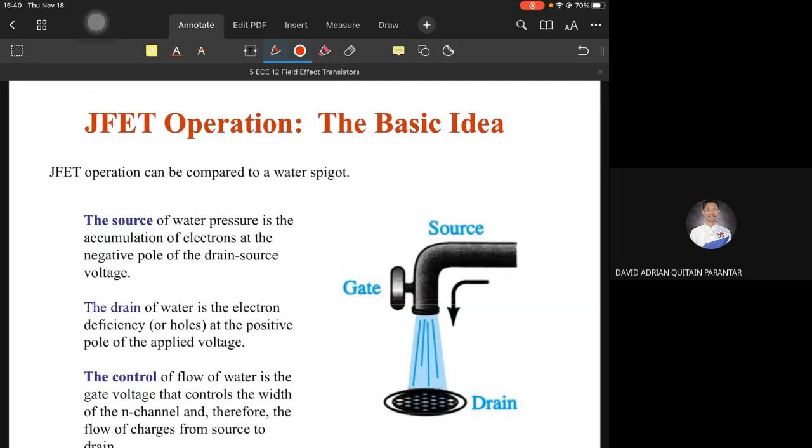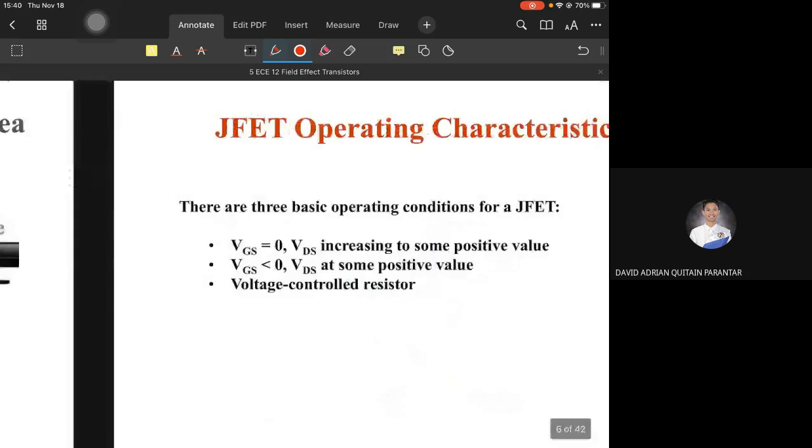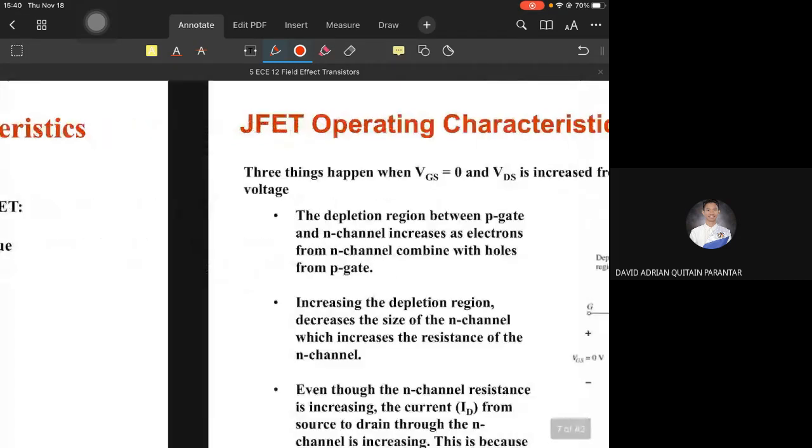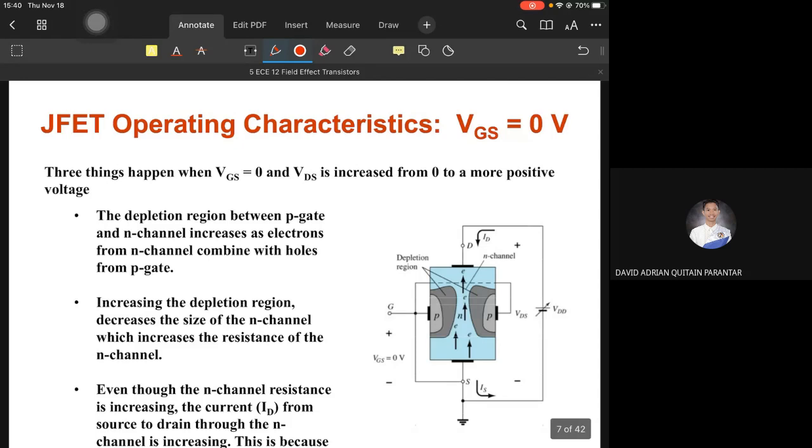So, the basic idea, an analogy for how JFETs work, similar to the BJT: for current to flow from the drain to the source, we apply pressure to the gate. It is a voltage type of signal. We understand this if we go to the characteristic curve. Let's focus on the operation.